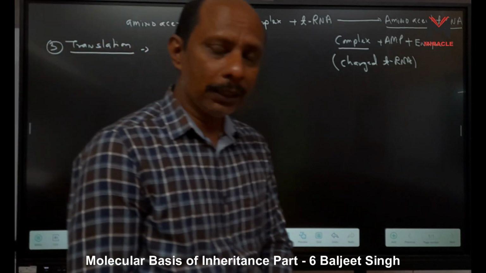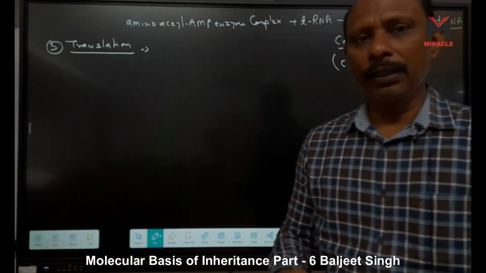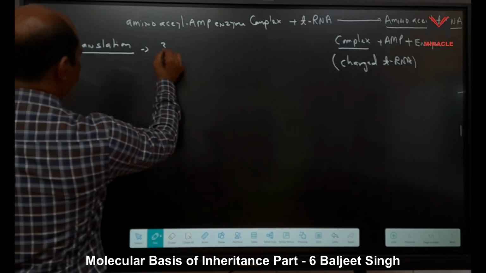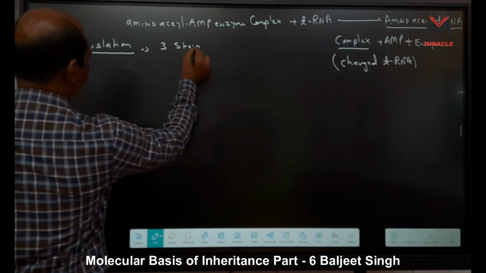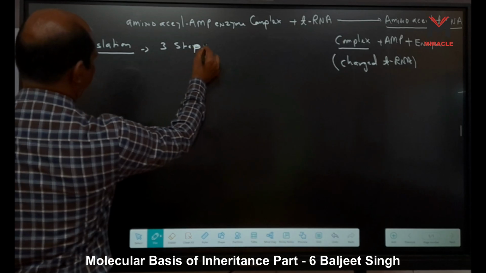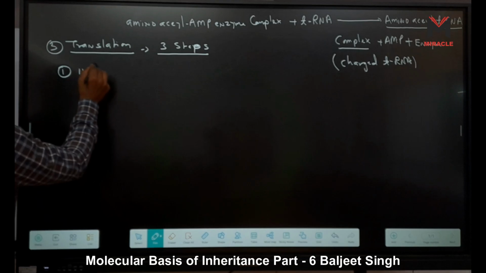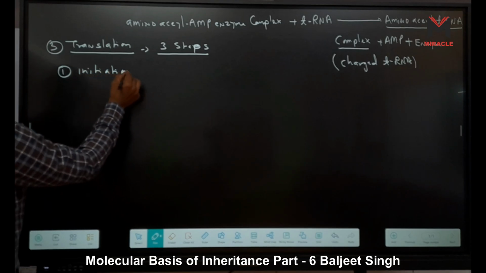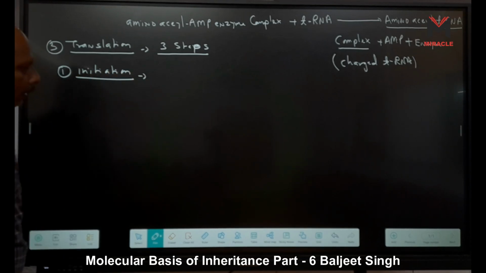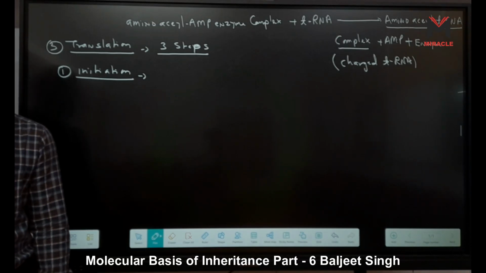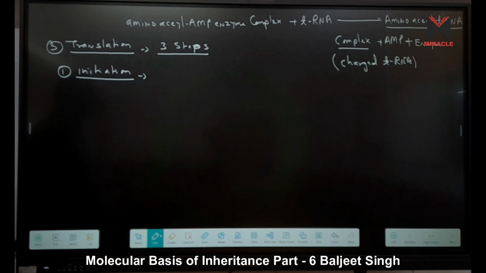Translation is further divided into 3 steps. What are the 3 steps? The first step is initiation. Initiation means starting, how it starts. Initiation of the polypeptide chain. What happens in initiation?